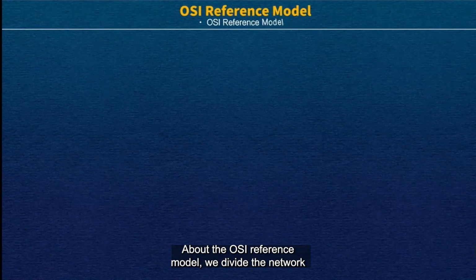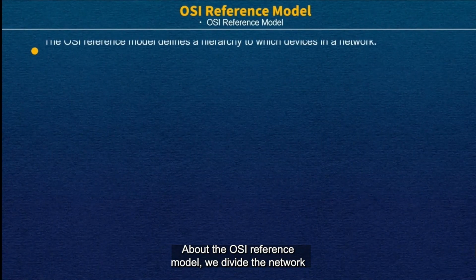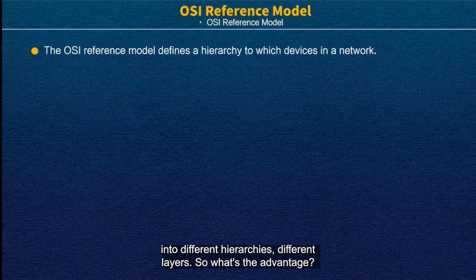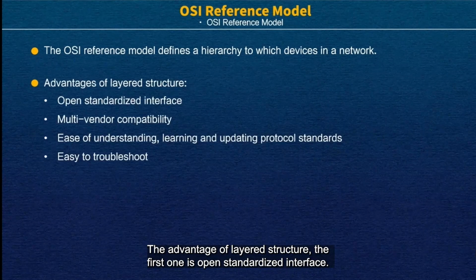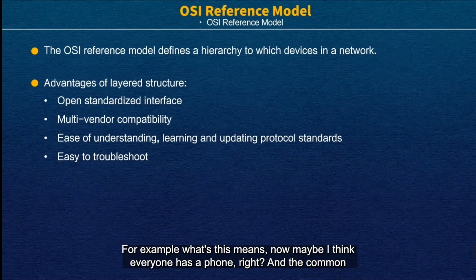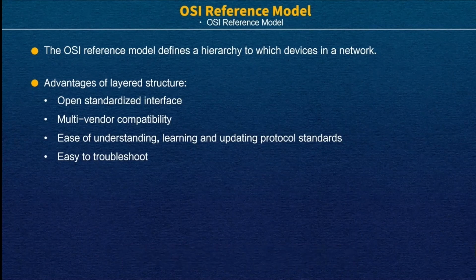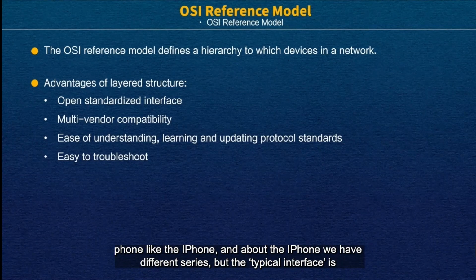About the OSI reference model, we divide the network into different hierarchies, different layers. So, what's the advantage? The advantage of the layered structure, the first one, is open standardized interfaces. For example, what does this mean? Now maybe I think everyone has a phone, right? And a common phone like the iPhone.